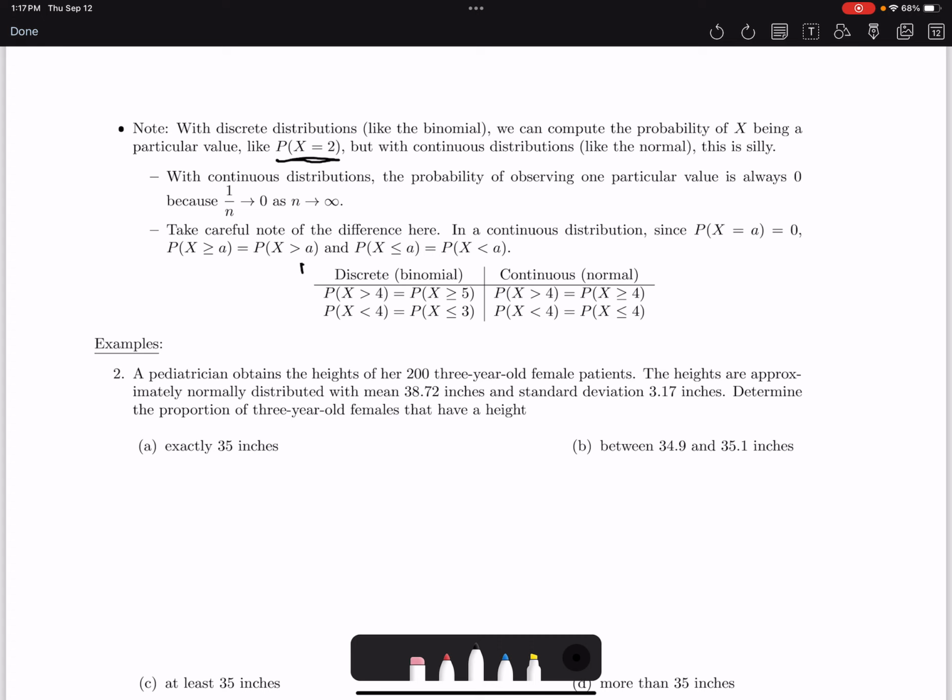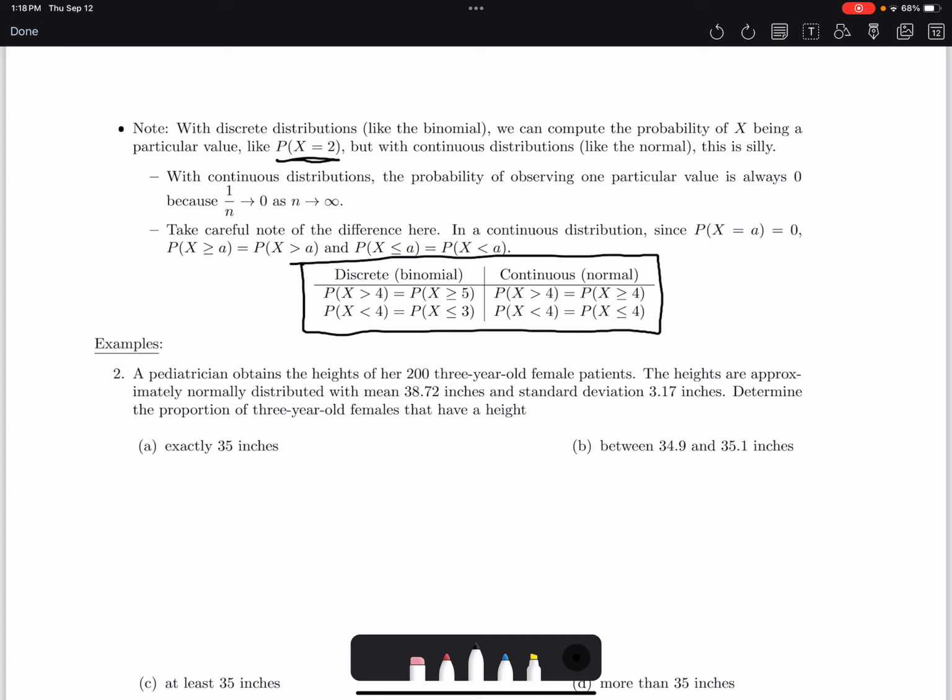So notice the difference, and that's laid out in this chart. This is just an example, but I think it serves the purpose. If you're dealing with a binomial distribution or any other discrete distribution, then the probability x is strictly greater than 4 would be equal to the probability x is greater than or equal to 5. You have to go up one. If you're looking for the probability x is less than 4, that would be equal to the probability x is less than or equal to 3. This is the case for a discrete distribution.